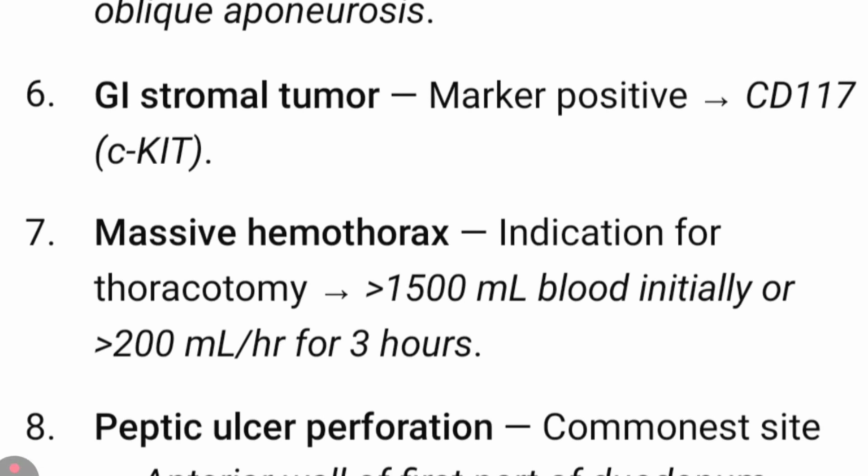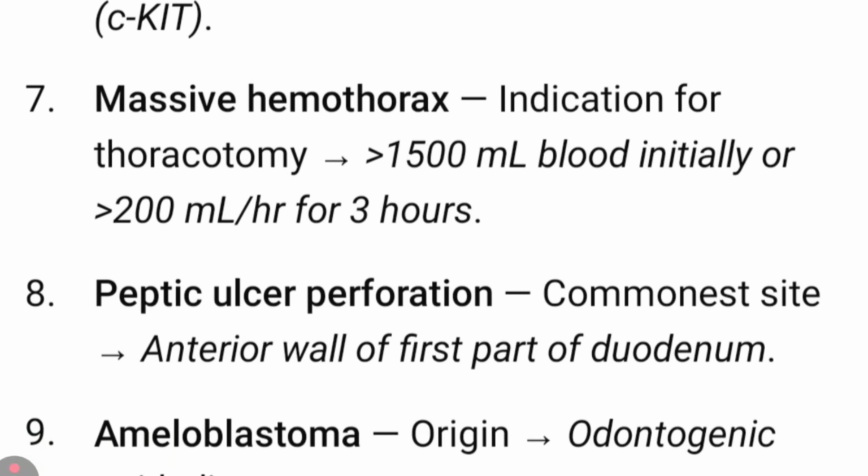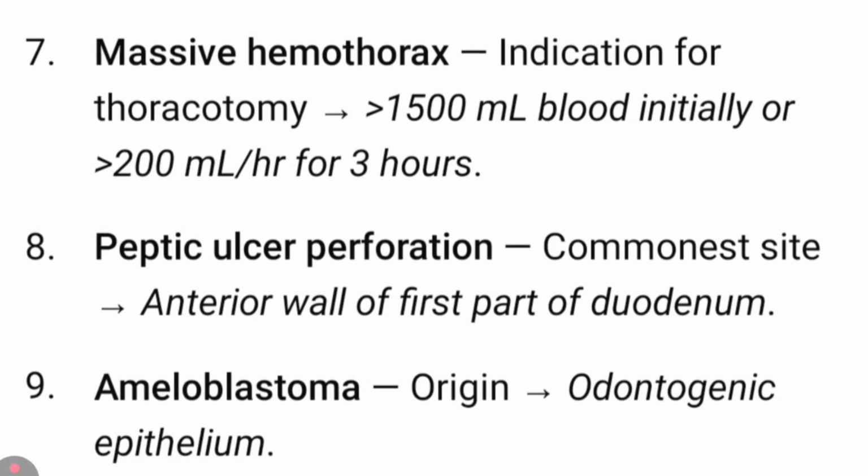GI stromal tumor: marker positive is CD117 and CK. Massive hemothorax: the indication for thoracotomy is more than 1500 ml of blood initially, or 200 ml every hour for 3 hours. Peptic ulcer perforation: the commonest site is the anterior wall of the first part of the duodenum, or duodenal bulb. Ameloblastoma originates from odontogenic epithelium.